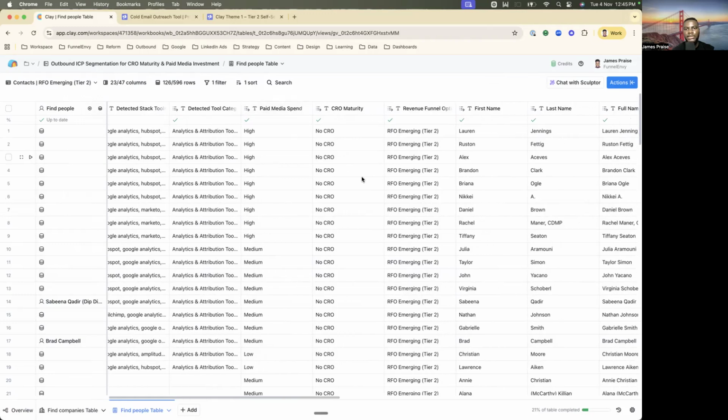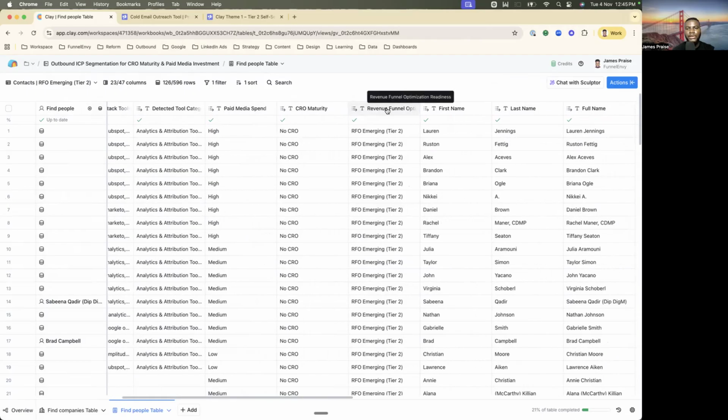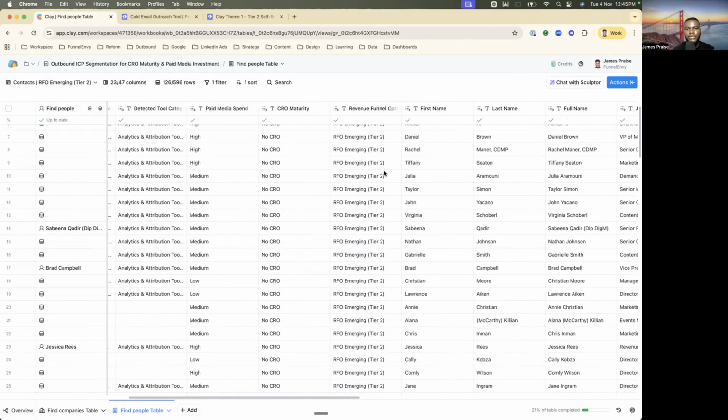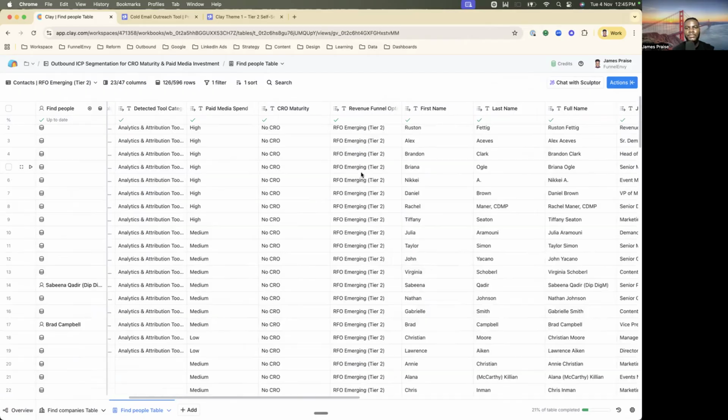So paid media spend and CRM maturity sum up to give me the revenue funnel optimization readiness, which is my tiering, right? And everybody here is tier 2, because I want to send a campaign to tier two only.